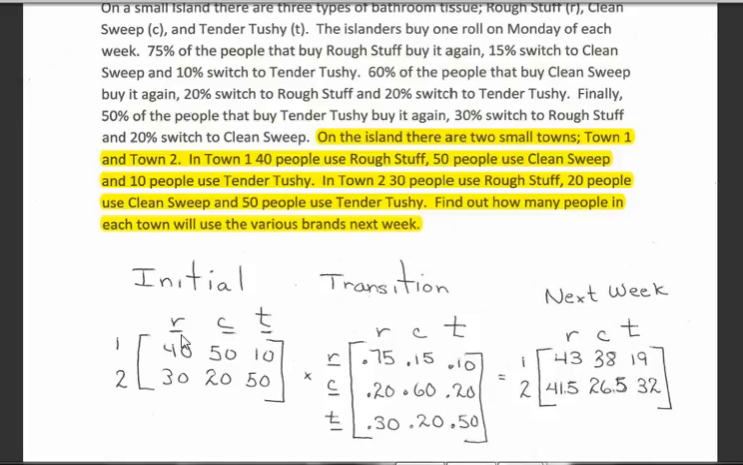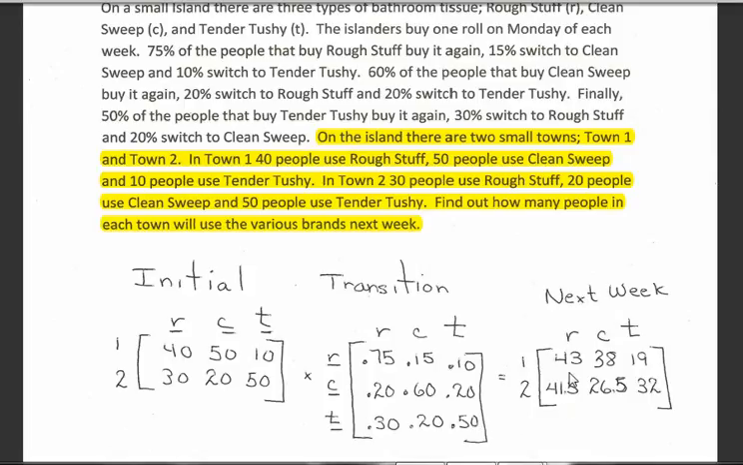Now, what you'll notice before we do the multiplication is that these column names, rough stuff, clean sweep, and tender tushy, match these row names, rough stuff, clean sweep, and tender tushy. If these column names don't match these row names, you can't multiply. Now, you can get your calculator out and do this multiplication.